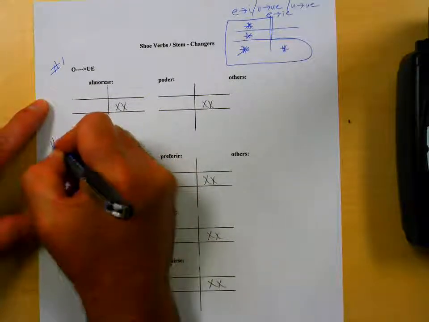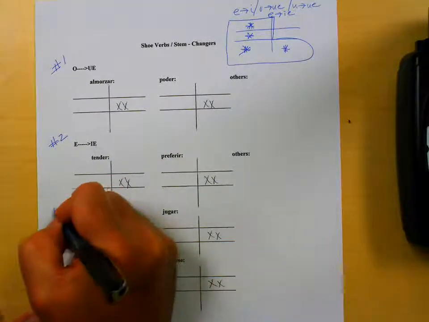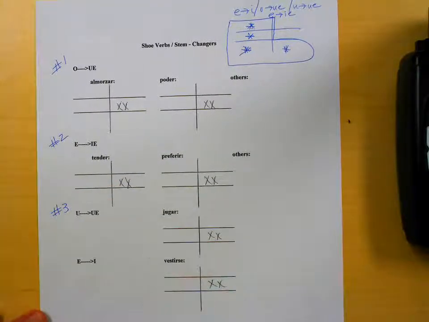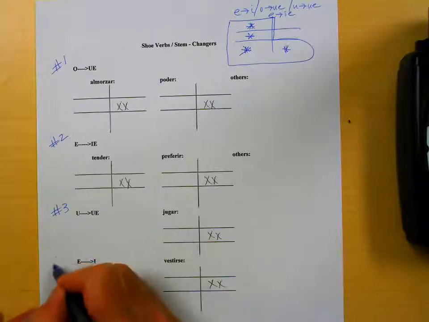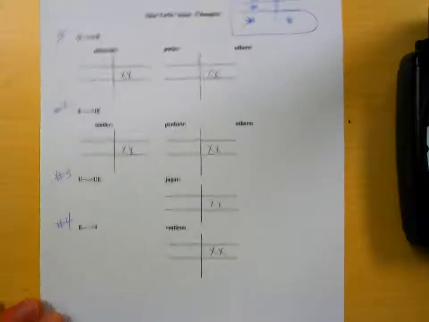That's going to be type number 1. We have verbs that go from E to IE. That's type number 2. We have verbs that go from U to UE, but we only have one of those. That's the verb jugar, and we'll start with that one. And we have verbs that go from E to I. So let's start with jugar.